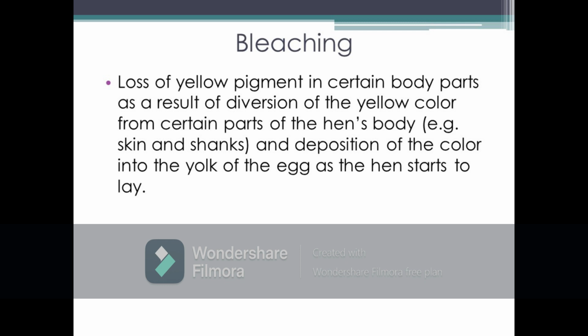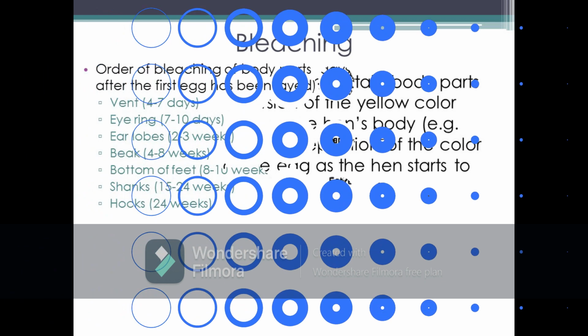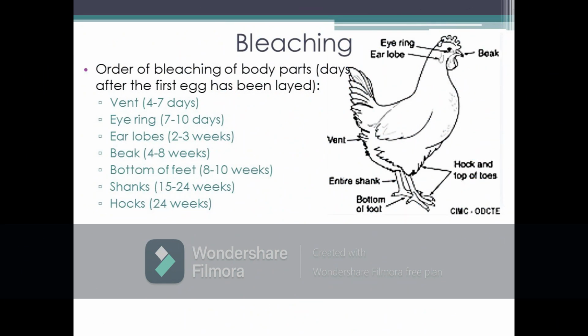This process of losing of yellow pigment or fading of color in a hen's body parts is called bleaching. Bleaching is a good indicator of the time the hen has been in production, and it is easily seen in yellow-skinned breeds such as the white leghorns. When it comes to the order of bleaching of body parts, the vent is the first to undergo bleaching, followed by eye ring, earlobes, beak, bottom of the feet, shanks, and lastly the hocks. This order of bleaching happens as those parts of the body where the blood circulation is greatest fade first.